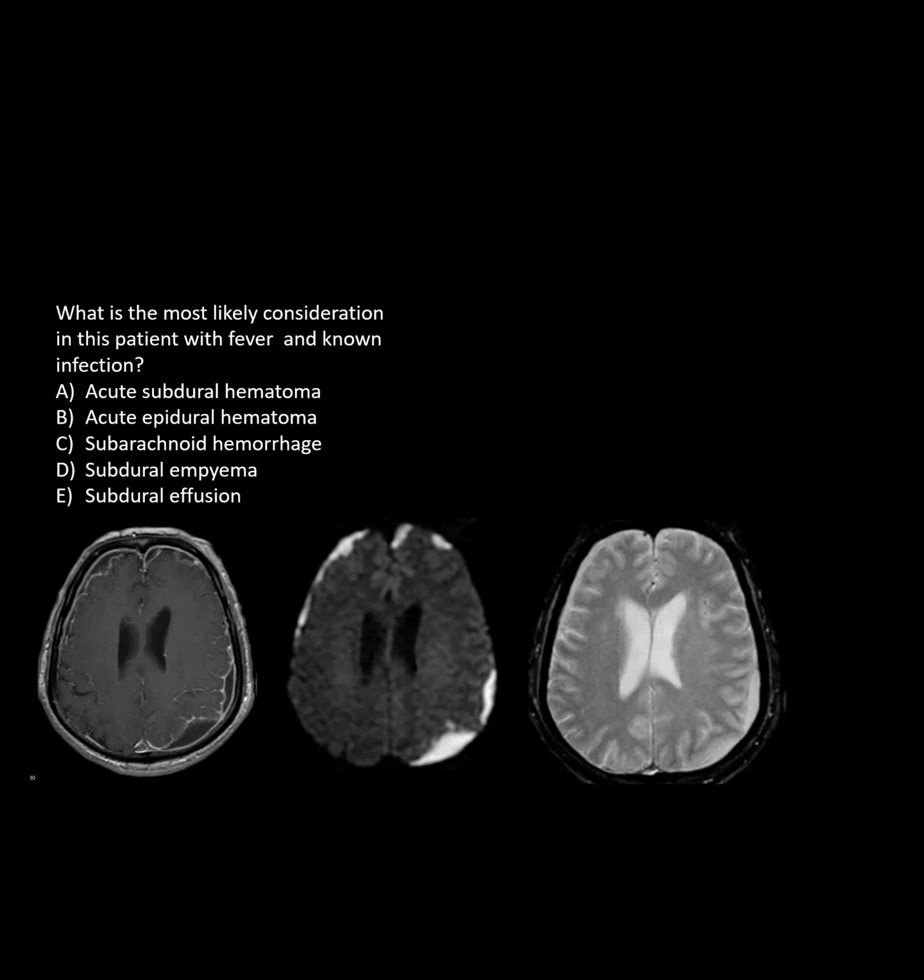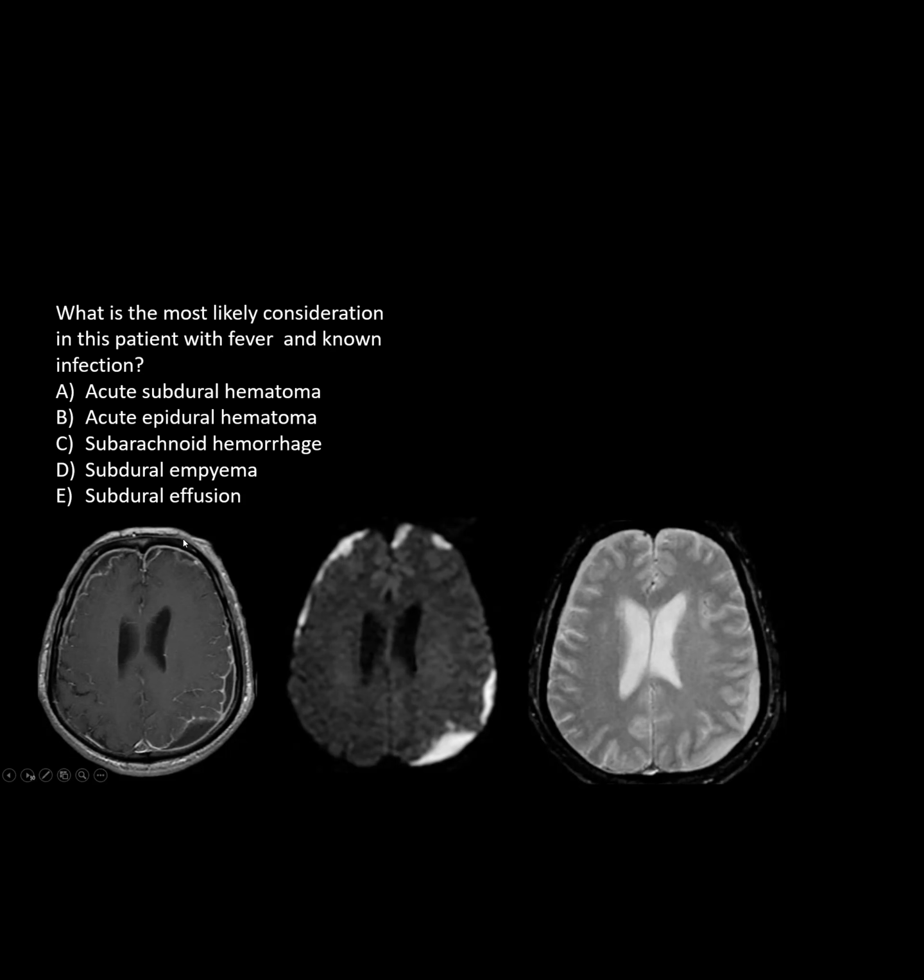What is gradient echo mainly used for? Besides calcium, something else shows up as dark on there? When you're looking for blood. Exactly right. So you have a couple of choices here. Three of them are hematoma. Are these collections dark on GRE, or no?